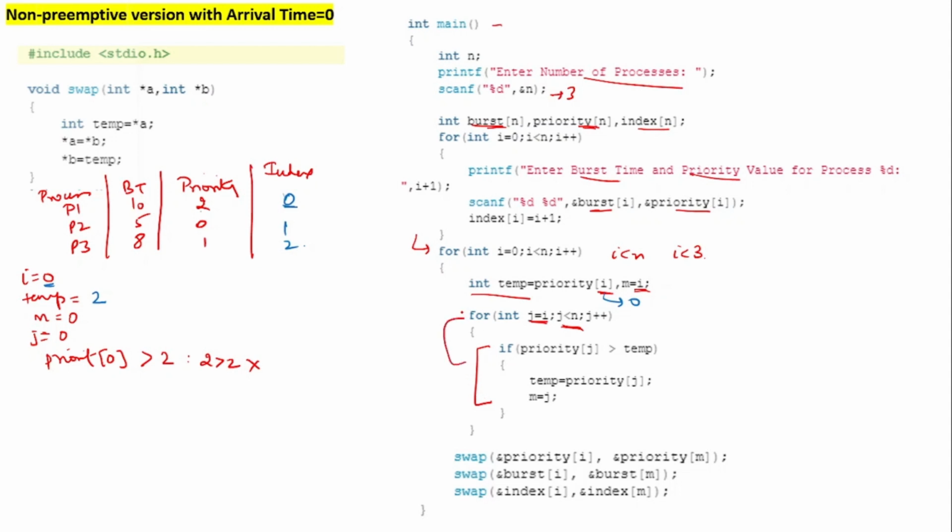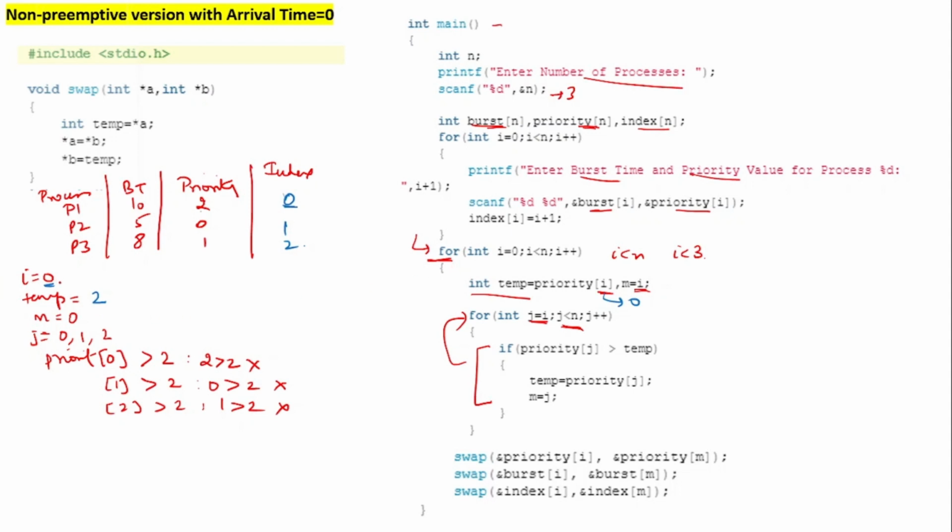Now we'll go back to this for loop. j would be incremented and the value of j would be 1. I now check whether the priority of 1 is greater than 2. So 0 is greater than 2? No. Again j is incremented. I check whether the priority of the second index is greater than 2. No, 1 is not greater than 2. Again this condition is not executed, and I come to the outer loop, the i loop.